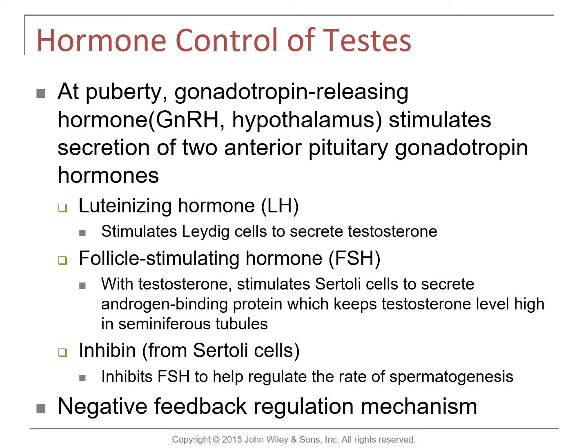Testosterone, again, is required for the completion of spermatogenesis. Now, as the rate of sperm cell production increases, the Sertoli cells release the hormone inhibin. It feeds back to the anterior pituitary to suppress FSH, and in this way it helps to regulate the rate of spermatogenesis in a negative feedback regulation mechanism. So inhibin from the Sertoli cells feeds back to suppress FSH, which stimulates the Sertoli cells, while rising levels of testosterone from the Leydig cells feed back to suppress LH and GnRH to decrease the production of testosterone.